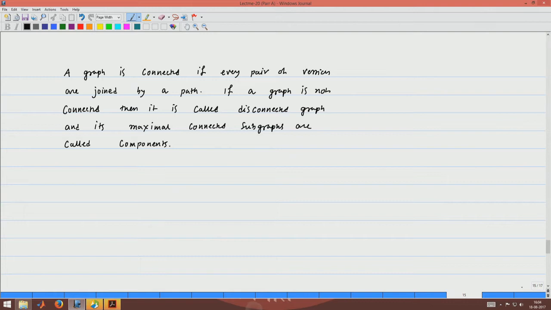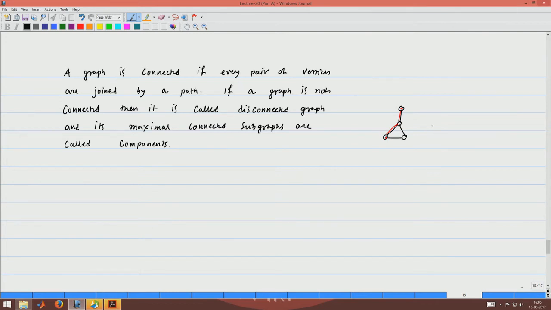Okay. So, of course, the graph that we had before, say for example this graph, is a connected graph because there exists a path between every pair of vertices. Say if I take this vertex and this vertex, they are not adjacent, but there is a path between these two vertices.